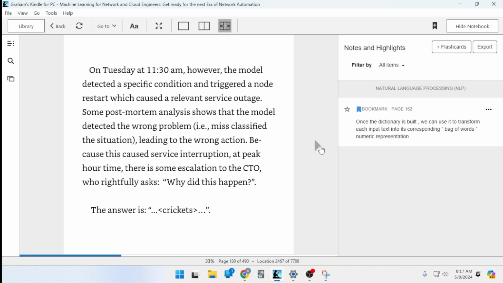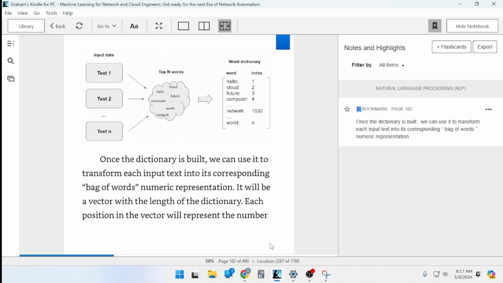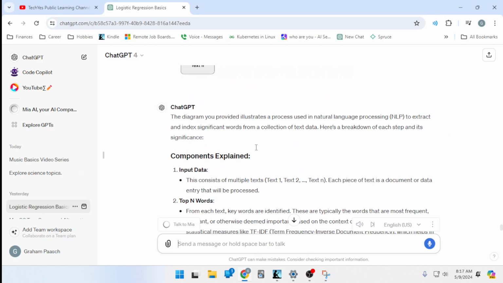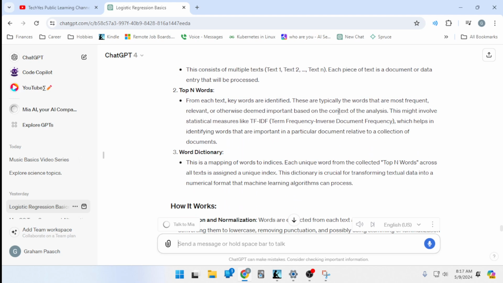Top N words. From each text, keywords are identified. These are typically the words that are most frequent, relevant, or otherwise deemed important based on the context of the analysis. This might involve statistical measures like TF-IDF, term frequency and document frequency, which helps in identifying words that are important in a particular document relative to a collection of documents. Word dictionary. This is a mapping of words to indices. Each unique word from the collected top N words across all texts is assigned a unique index. This dictionary is crucial for transforming textual data into a numerical format that machine learning algorithms can process.